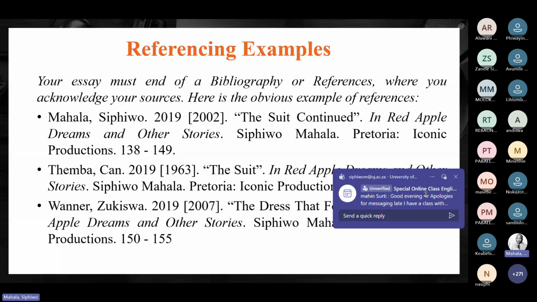I've put them alphabetically, by the way. So it's Mahala, followed by Temba and Vanda. So it's Mahala Sipiwo. The book was published in 2019, but the story itself was first published in 2002. So that 2002, you put it in square brackets to show the original date of publication. But you only put this information in the references or bibliography, all right? And then you put the title of the story, and it's published in Readable Dreams, and so forth and so forth.